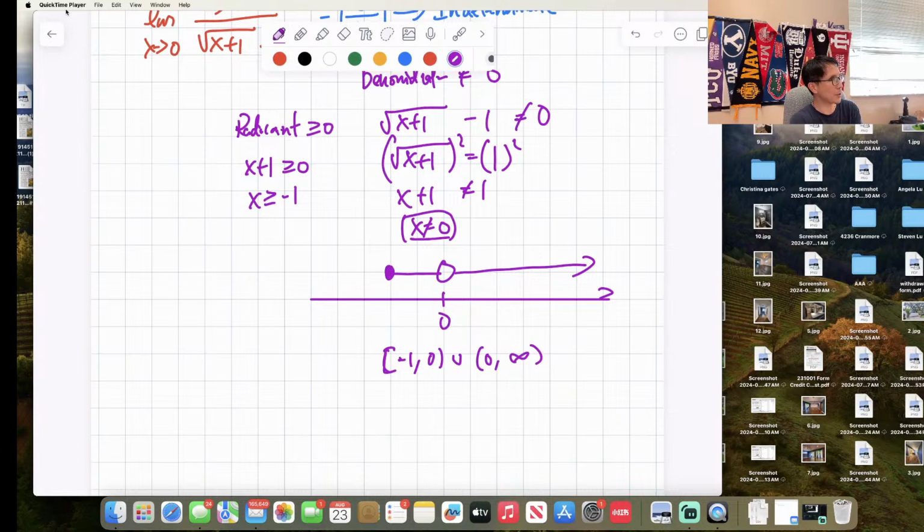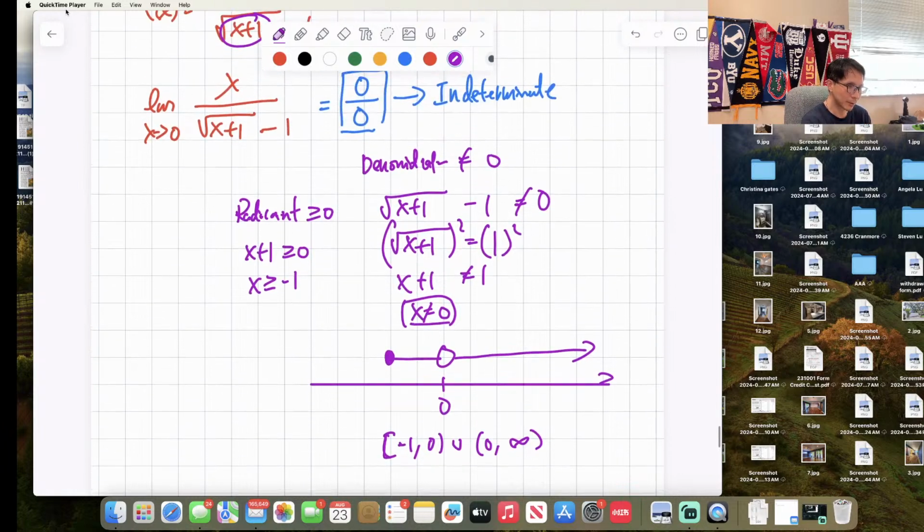Now, this kind of question is no longer very popular because a lot of students don't understand domain. But you guys need to start understanding domain because you're in calculus, so you're no longer in algebra 2 or pre-calculus. Yes? What's the radicand again? Radicand is inside the radical. So inside the radical, inside the square root sign. So this is the radicand. So x plus 1 is greater than or equal to 0.